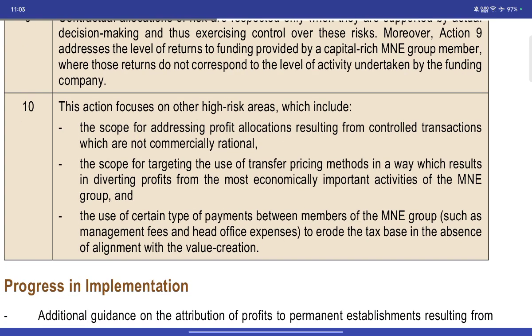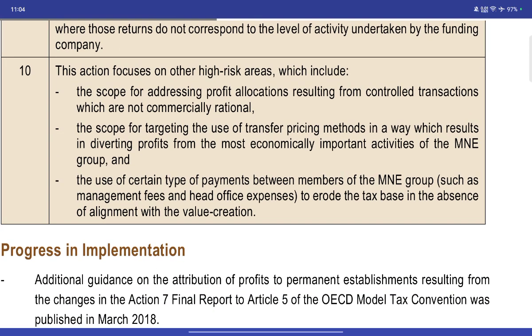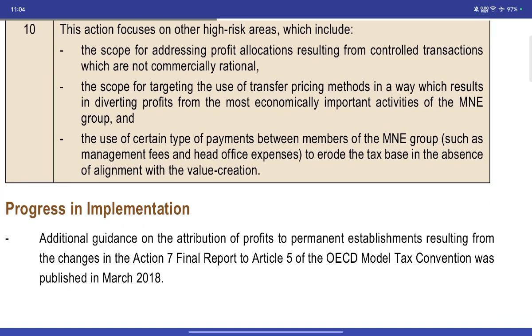Action Plan 10 focused on other high-risk areas that include a scope of addressing profit allocation resulting from controlled transactions which are not commercially rational. The scope targets the use of transfer pricing methods as a way of diverting profit from the most economically important activities of multinational enterprise groups.